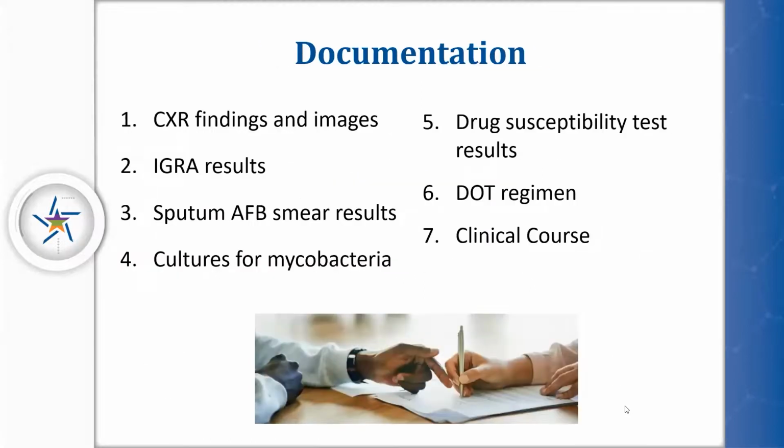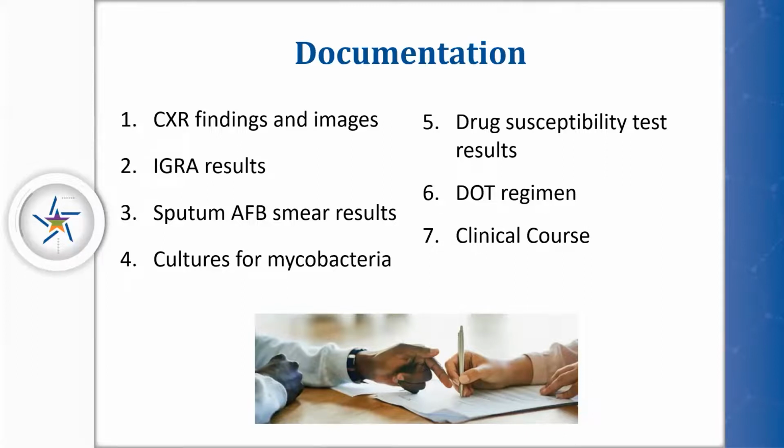So getting to the end, the documentation. The documentation required includes chest x-ray findings and images, the IGRA results, sputum AFB smear and culture results, and cultures for mycobacteria. If they resulted as NTM, we need to know that as well. If they resulted as MTB, we need the culture, and then the repeat cultures after the person completes treatment.